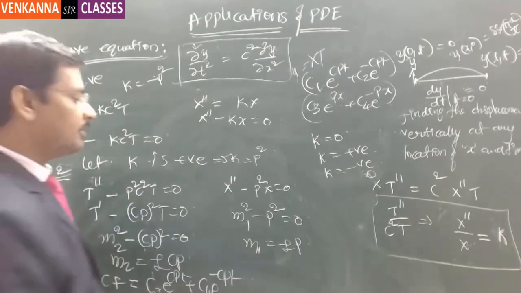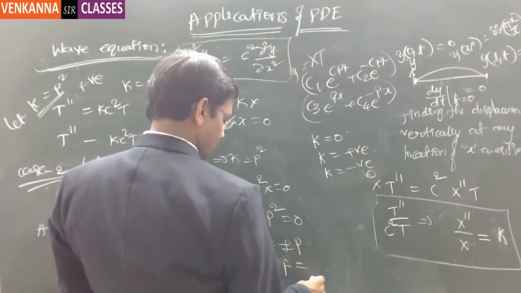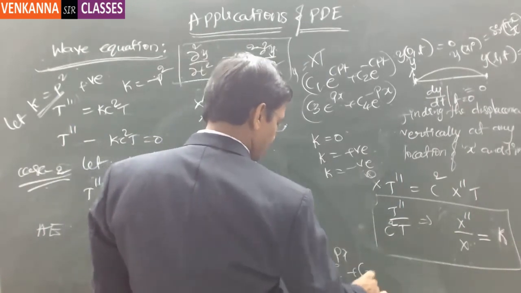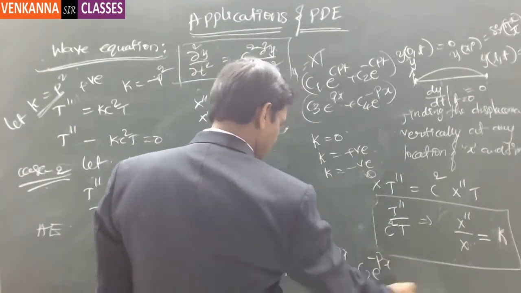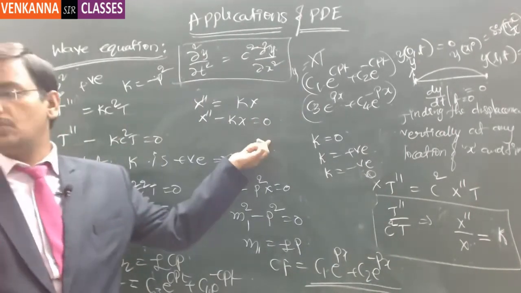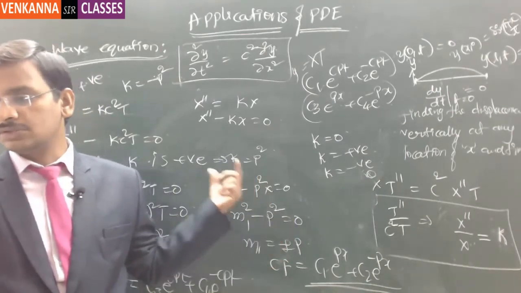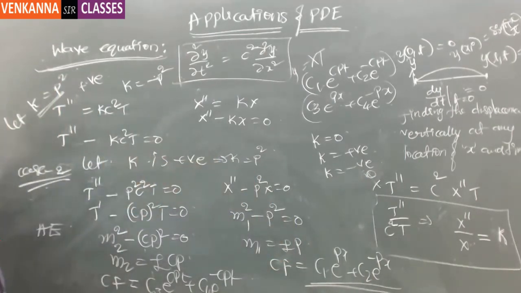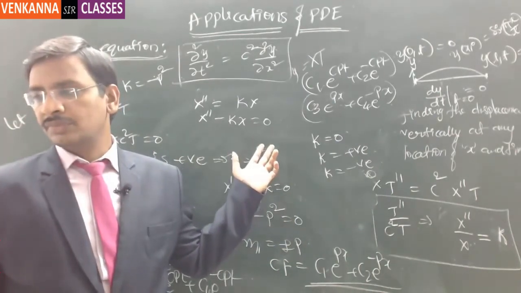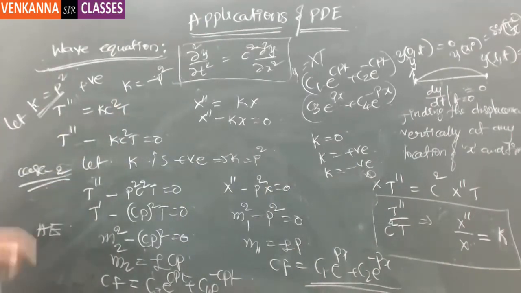Similarly, for this, the complementary function is c1 e power px plus c2 e power minus px. Because the right hand side is equal to 0, we can find only the complementary function. There is no need of finding the particular integral because the right hand part is 0. And similarly, if you take the second one, that is case 3.